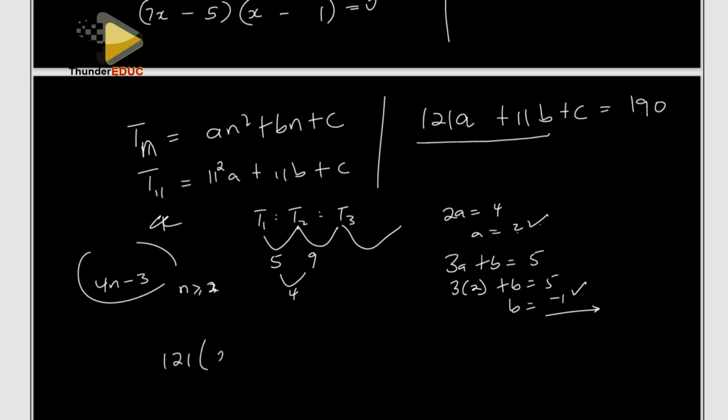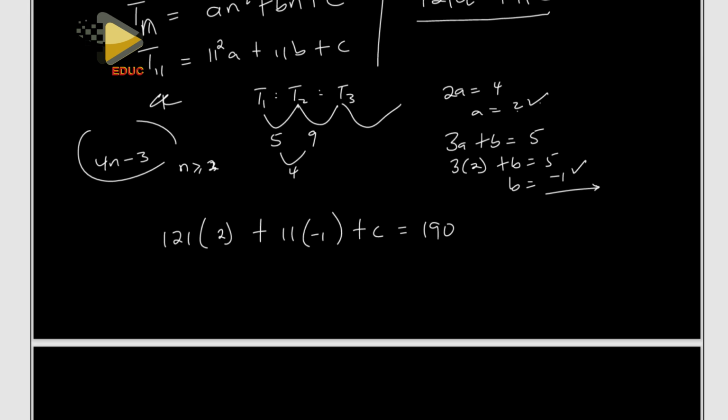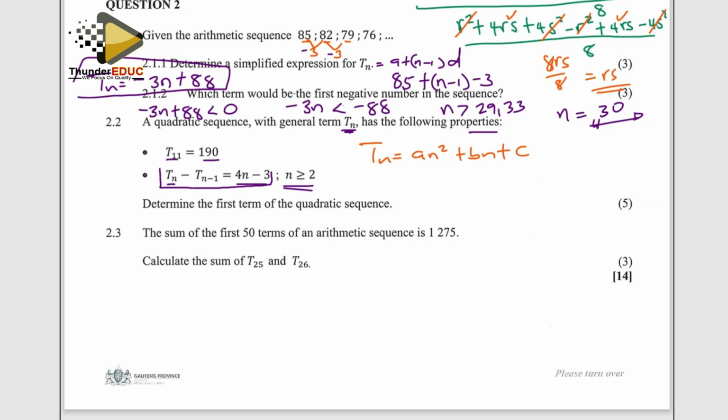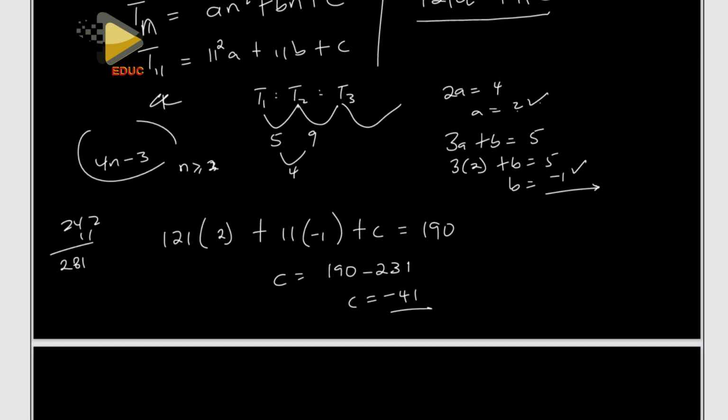So it's going to be 121 into 2 plus 11 into negative 1 plus c must give us 190. When I do the substitution, that's going to be 242 minus 11, which is 231. Move it aside. So 190 minus 231, and then my c becomes negative 41. The question is asking for the first term. So we know that the first term is given as a plus b plus c. So I'll get my a, which is 2, my b, which is negative 1, and my c, which is negative 41.